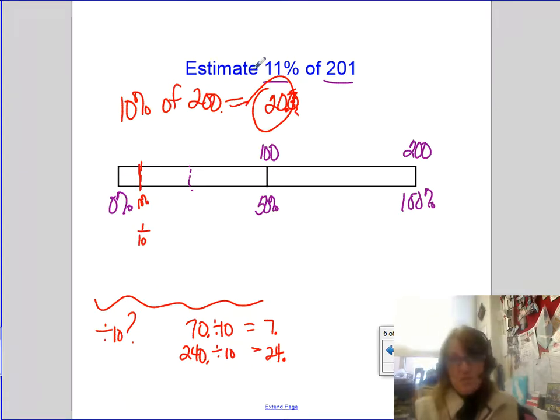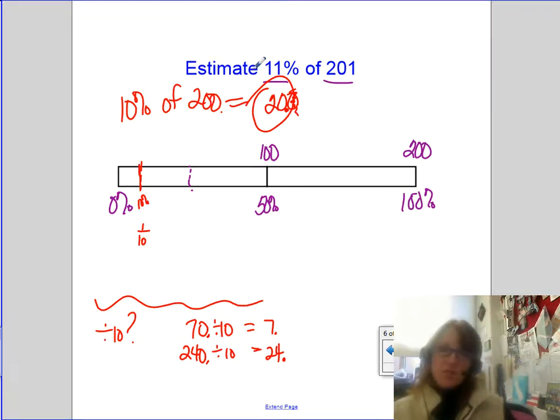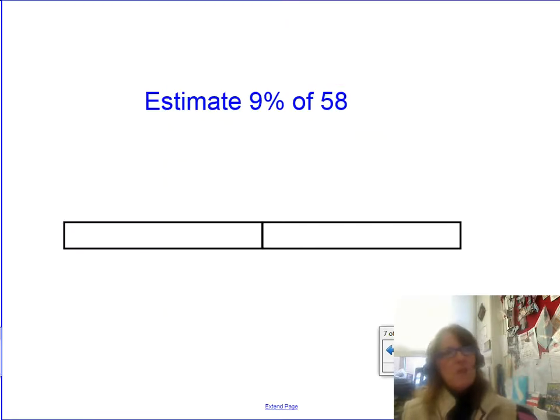11% is close to 10%. 201 is close to 200. So do 10% of 200. Move the decimal in one spot. Oh my gosh, how wonderful is that?